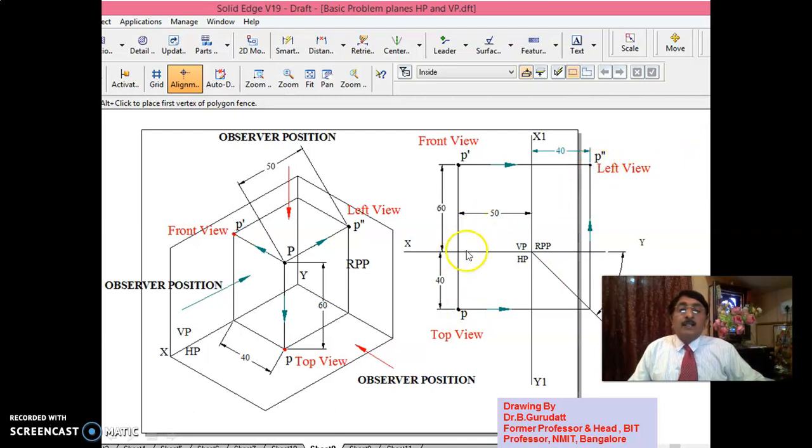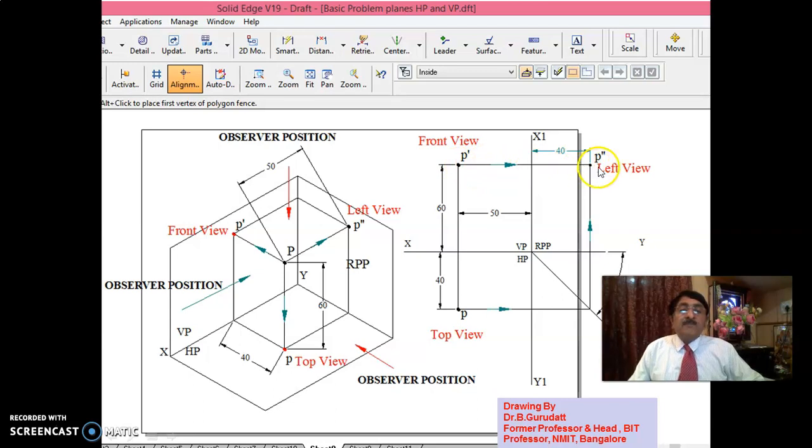As I said, as soon as you look at this problem, you know very well. The problem is: point P is 60 mm above HP, 40 mm in front of VP, 50 mm from RPP. The side view is P double dash. To get the side view, from top view I'll take a projector and go this way, and take a projector from front view. The intersection will give P double dash.